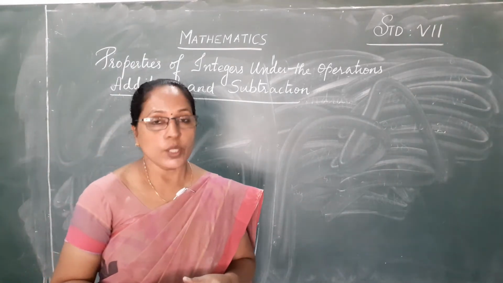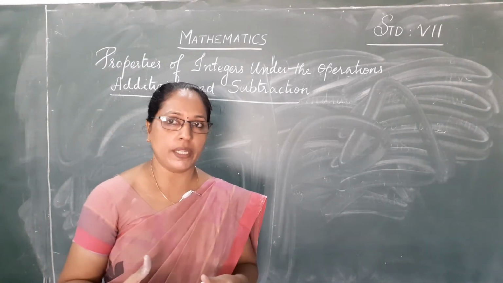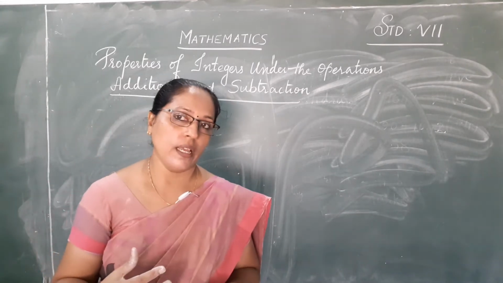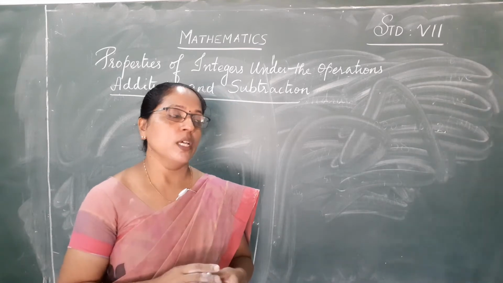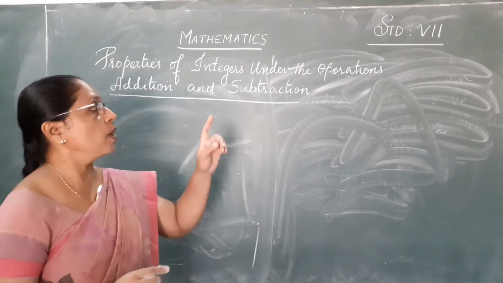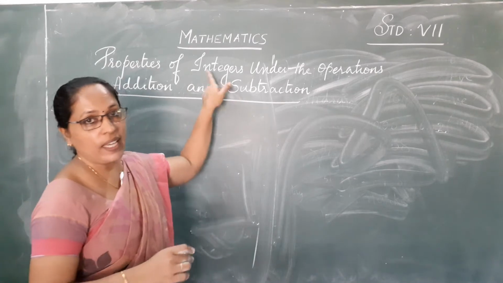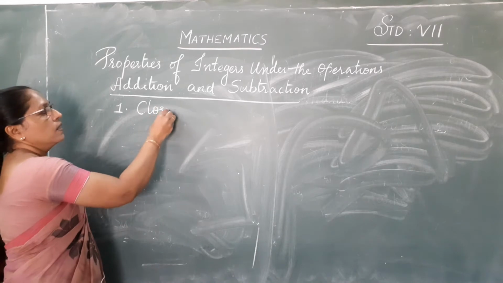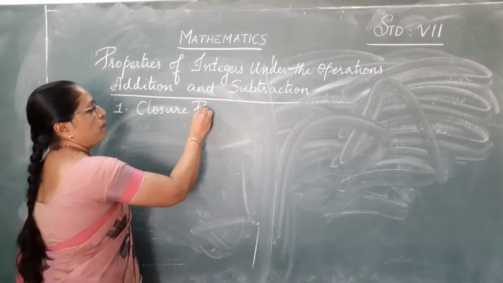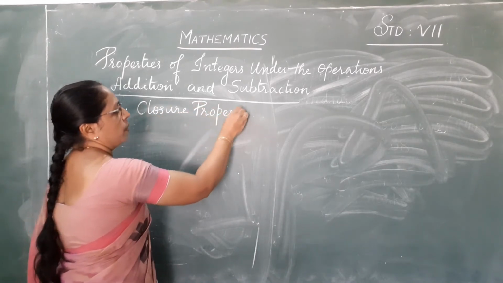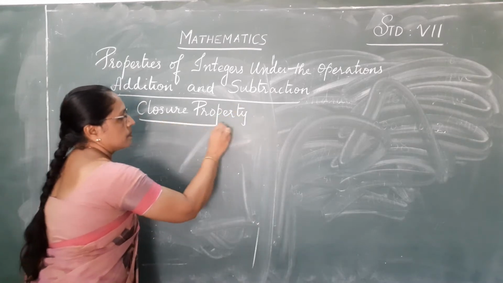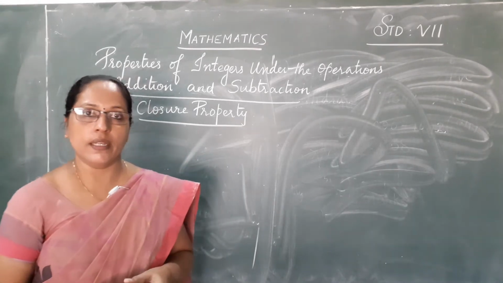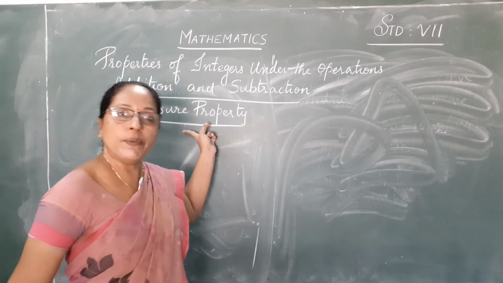Okay. So every number has some properties. Okay children, all those properties are very important and they have some particular names. So first we are going to discuss the first important property of integers. That is, the first property is closure property. What do you mean by closure property?